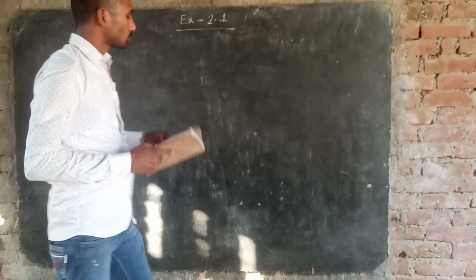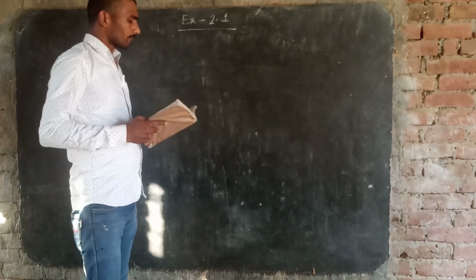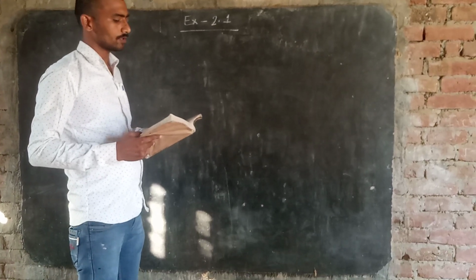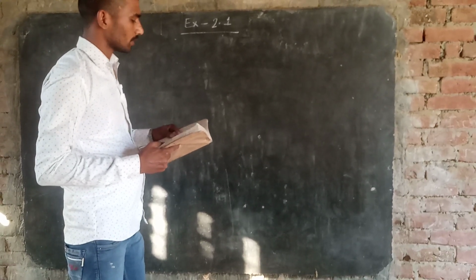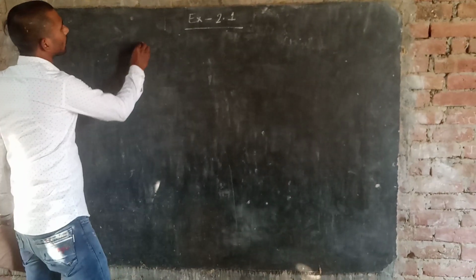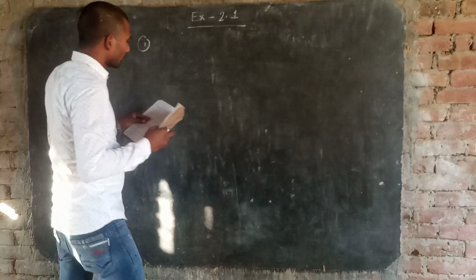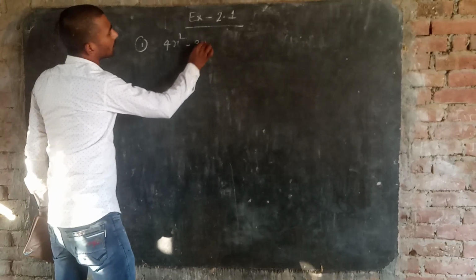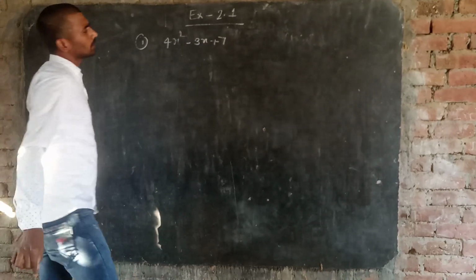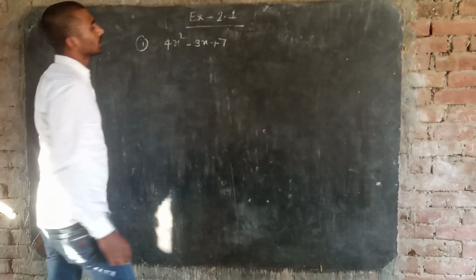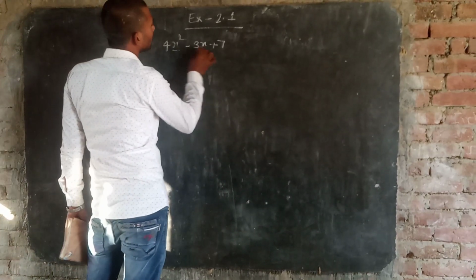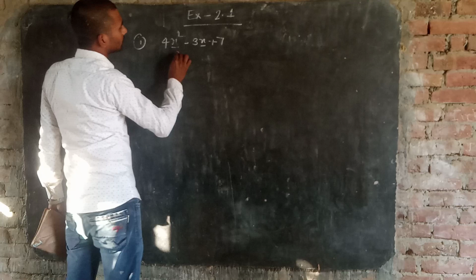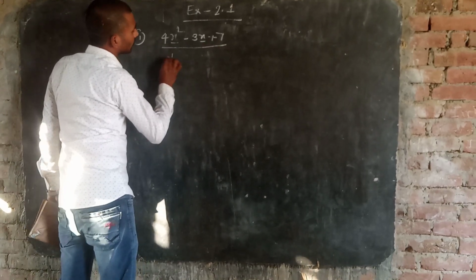Today's topic is exercise 2.1, polynomials. First question: which of the following expressions are polynomials in one variable and which are not? State reason for your answer. First, 4x square minus 3x plus 7. This is a polynomial in one variable because it is in only x. So we can say that this polynomial is in one variable.